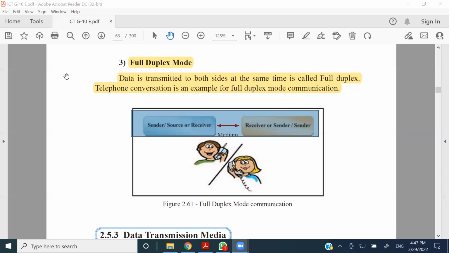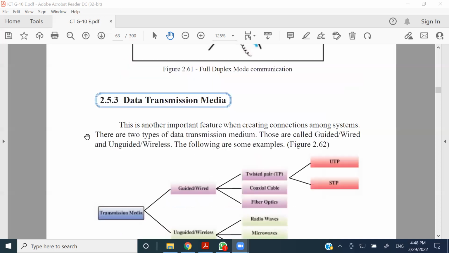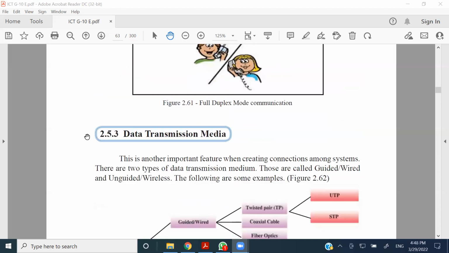Okay, are we done? Yes, sir. All right. How about others? I think, sir, they too might be done. Yeah, we'll see. Okay, right. So people, next is the data transmission media.